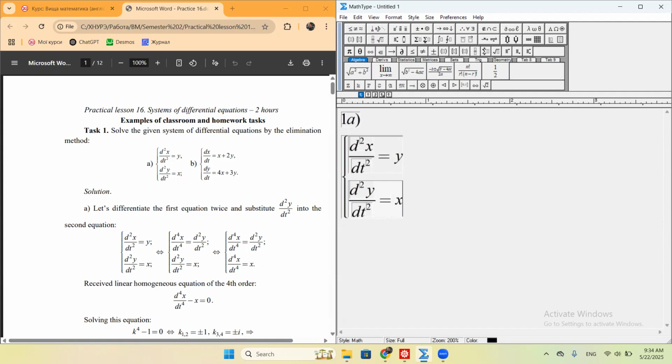And we will solve this system using the elimination method. So how will we use this method? We will transform this system into a single equation, and we will eliminate one of the derivatives. Actually it doesn't matter which to eliminate. Let us eliminate the derivative of y. So how will we do it?